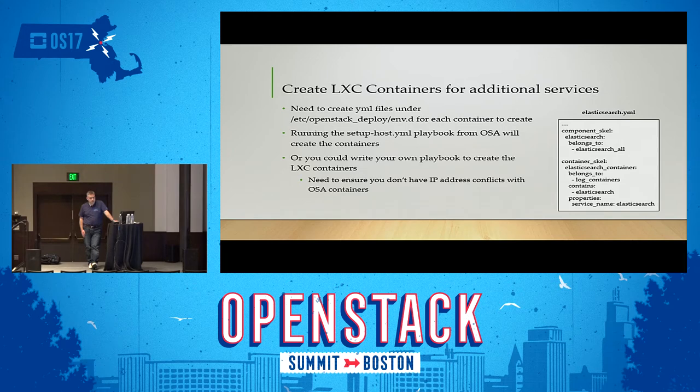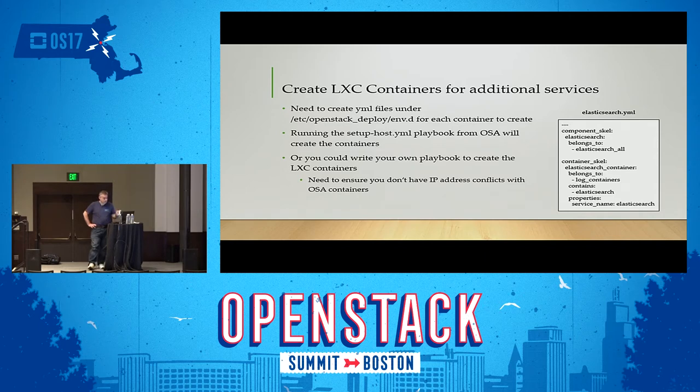Under /etc/openstack_deploy/env.d, you have to create a YAML file that talks about the container you want to create. And it looks kind of confusing. It took me a long time to get my head around exactly what it's doing in this small little file. But in the first section, component_skeleton, it's saying you have a component. This is the single Elasticsearch container. You have a component elasticsearch that belongs to elasticsearch_all. The belongs_to is mainly for Ansible dynamic inventory, so that when you create a role in the next step, you can say you want to install Elasticsearch on all the hosts that have the elasticsearch_all tag.